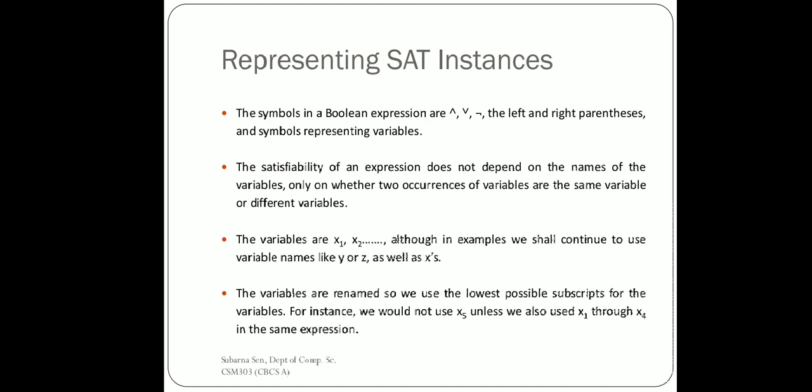The satisfiability of an expression does not depend on the names of the variables, only on whether two occurrences of variables are the same variable or different variables. Here we have gone into the details of SAT instance representation. Say we are given some variables x1, x2 like this. Whether we represent those variables by x1, x2, x3 or x, y, z, the meaning is the same, so we can replace them. Since sometimes using a suffix is difficult to represent, using only the variable name is sufficient, so we can convert it according to our need.